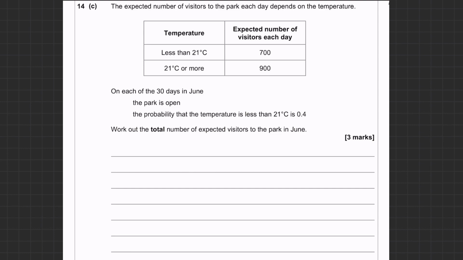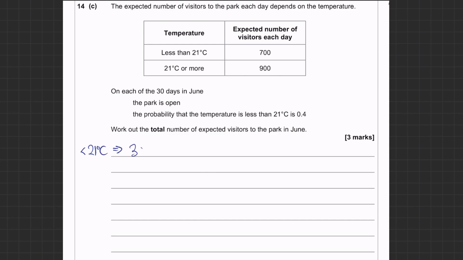A few ways you could go about this. I'm just going to show you one method for this one. So I'm going to say, well, how many days was it less than 21 degrees, and how many days was it equal to or more than 21 degrees? So we've got 30 days in total, so I'm going to work out for less than 21 degrees first.